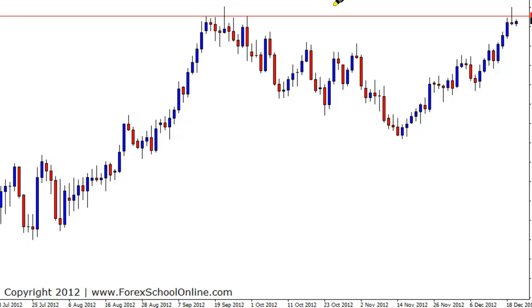I've just placed the video on because I'm looking to enter a live setup that's formed on the GBP US dollar daily time frame. Now the setup I'm looking to enter is a pin bar reversal right here. Okay, so it's formed at a swing high.